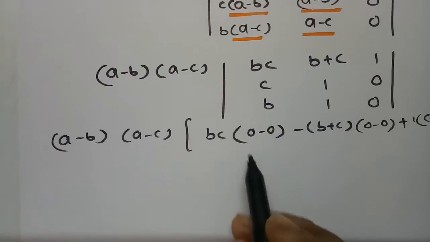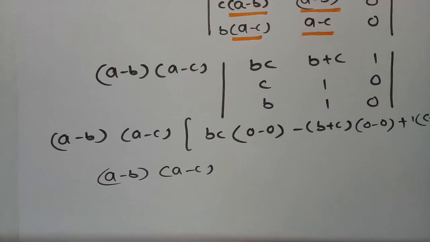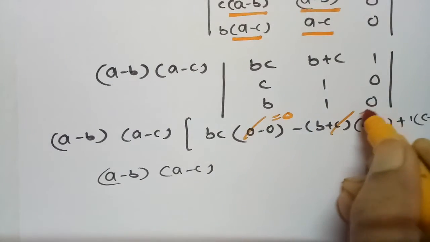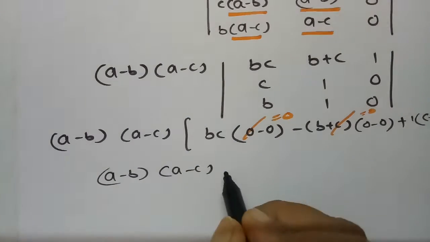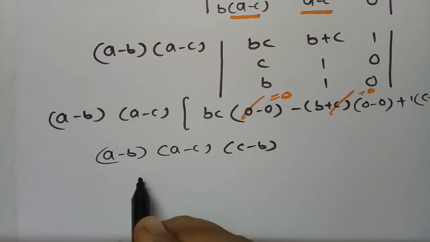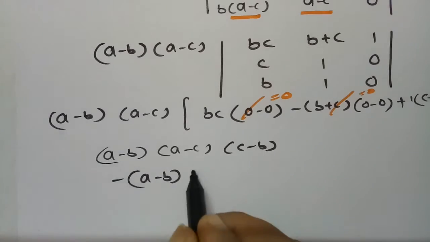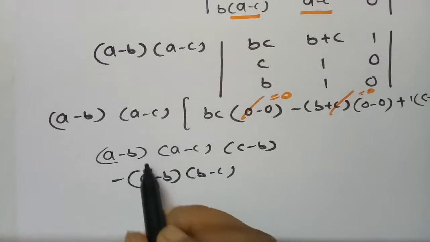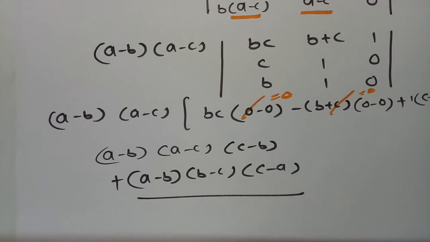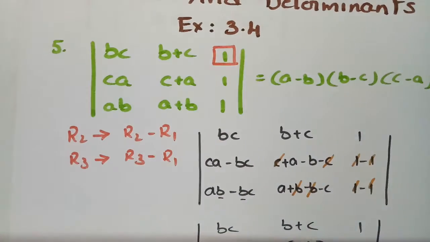See here, this whole thing is 0, so this value is 0, and this value is 0. What remains is C minus B. If I keep it in order, A minus B will be as it is, and if I bring minus common here, this will be B minus C, and again if I bring minus, this will become plus, and this is C minus A. So the determinant value is (A minus B)(B minus C)(C minus A), and this is what was asked to show.